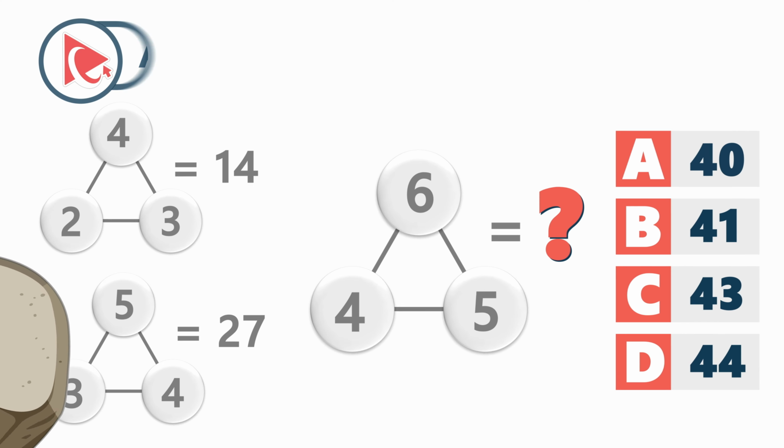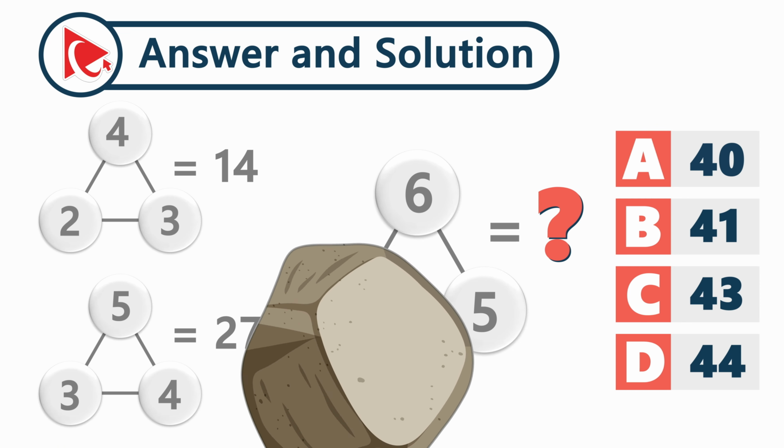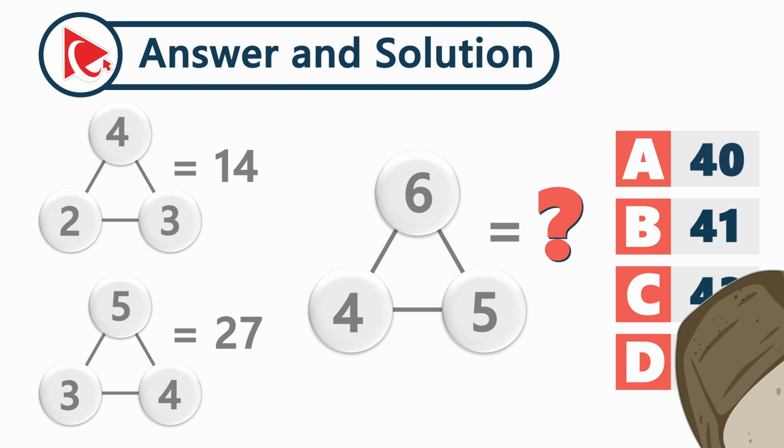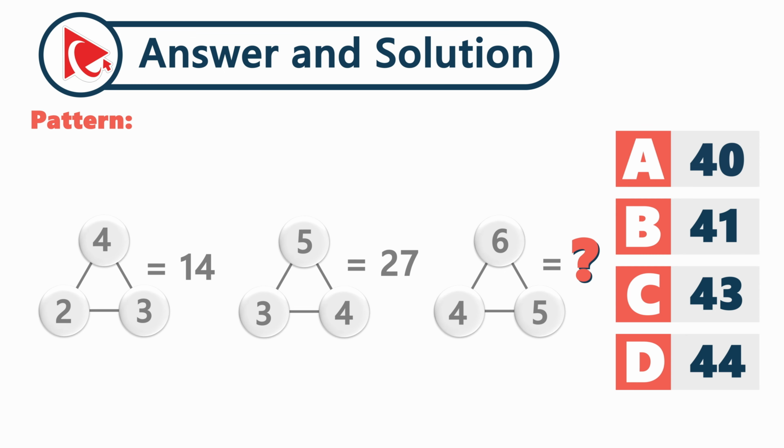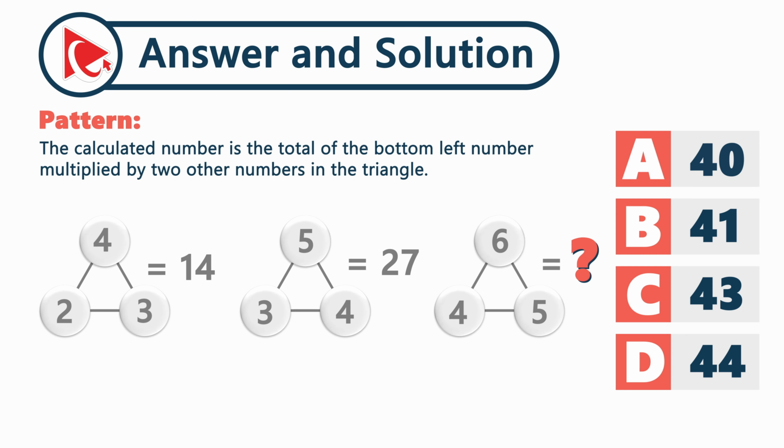The funniest thing with this boulder is that it doesn't seem too hard to push it uphill once you know the pattern. And the pattern here is extremely simple. The calculated number is the total of the bottom left number multiplied by 2 other numbers in the triangle. Let's look at the example.